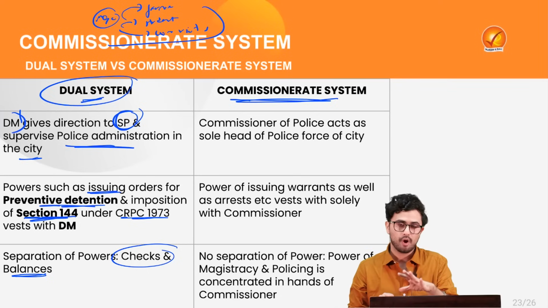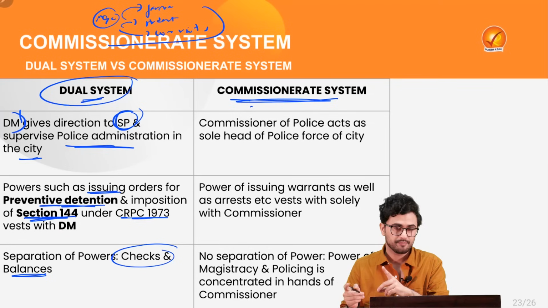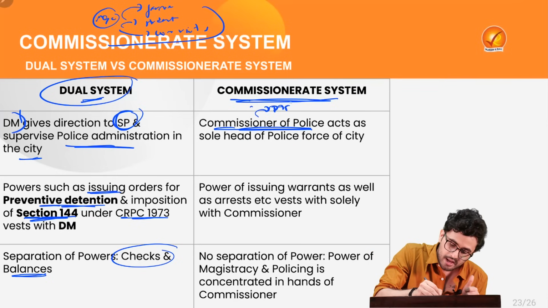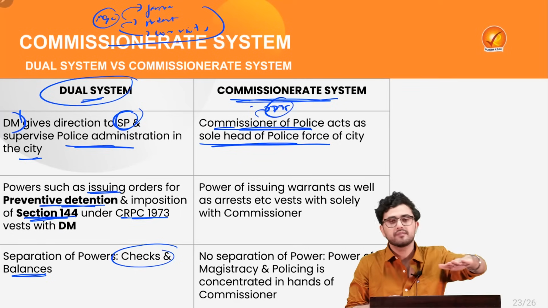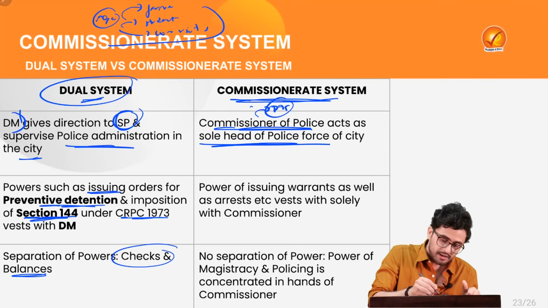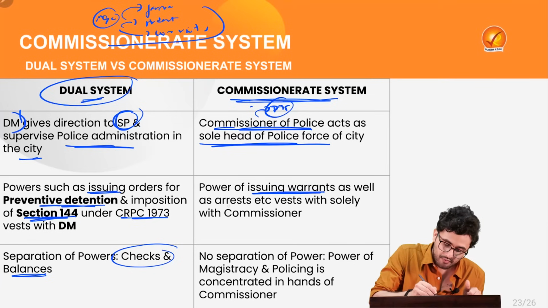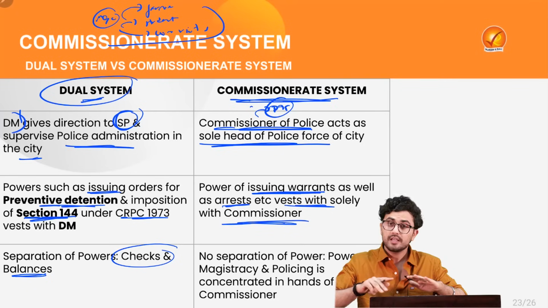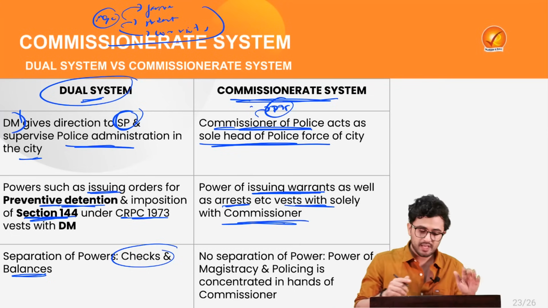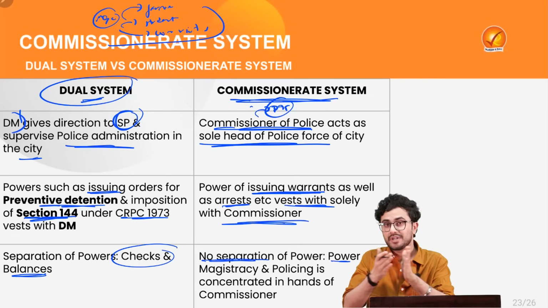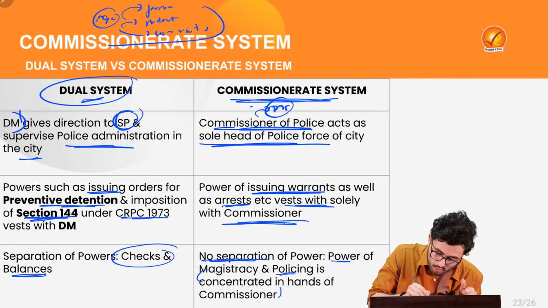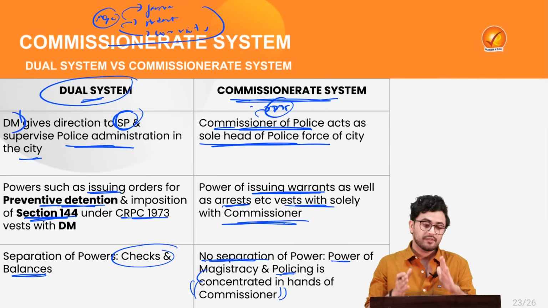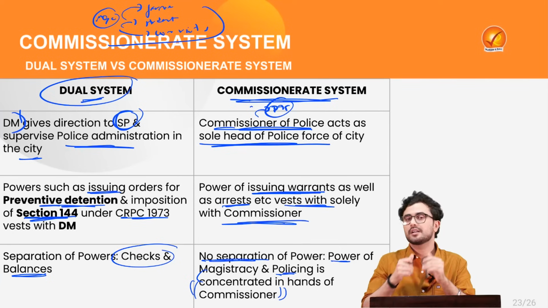So, several states have adopted the commissionerate system in their mega cities, under which the commissioner of police, who is basically an officer of DIG rank, acts as the sole head of the police force of the city, and the power of issuing warrants as well as arrest now vests solely with the commissioner. At the same time, in this particular city, there is no separation of power because the power of magistracy as well as policing is now concentrated in the hands of the commissioner. Thus, there are several issues which can be dealt with effectively by this commissionerate system.